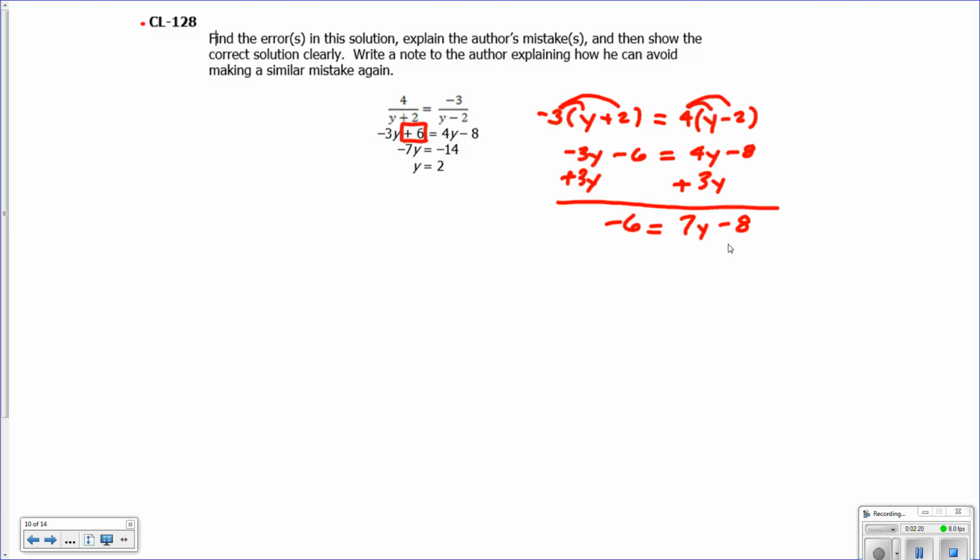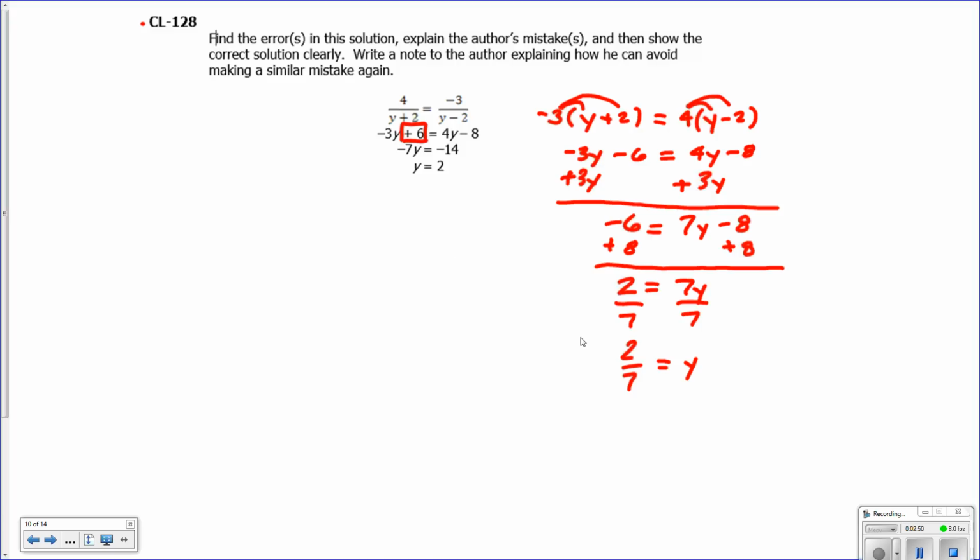I'm going to add my 8 to each side. So I've got 2 equals 7y. We divide each side by 7, and we get 2 sevenths is equal to y. So we see that they had an error there. Theirs worked out nice and clean, but it wasn't correct.